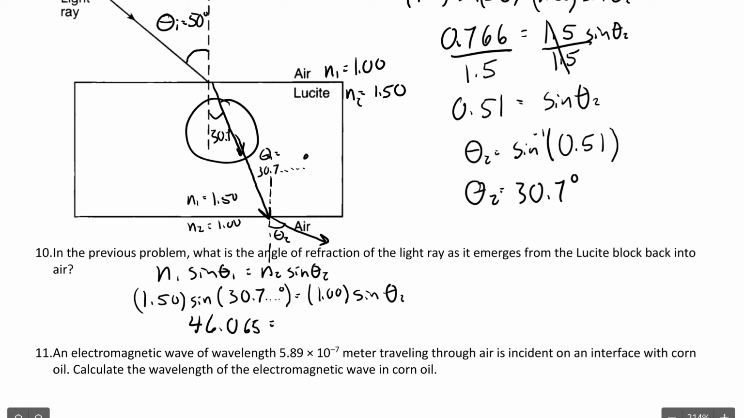And that's equal to 1 times sine theta 2. So divide both sides by 1. The 1 just goes away. That's the nice thing about air. Besides that, it helps you breathe. And then you find the inverse. Theta 2 is equal to the second answer of the... 46.065, and so on.